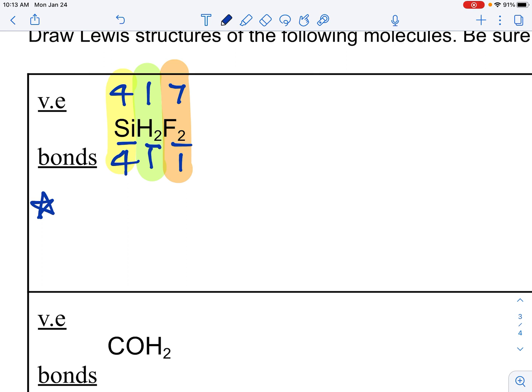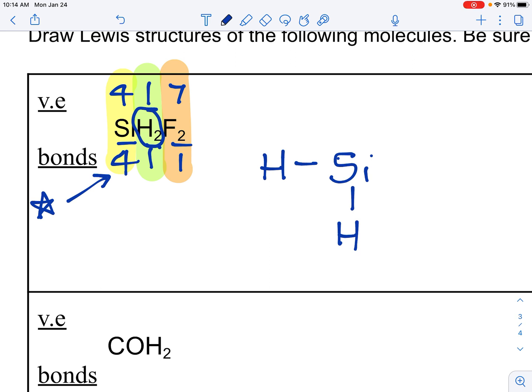And then I'm going to put that into the middle of my space. So Si needs the most bonds. It has to go in the middle. Now remember, I actually have two H's to work with. They each only want one bond. So I'm going to start putting them on here.